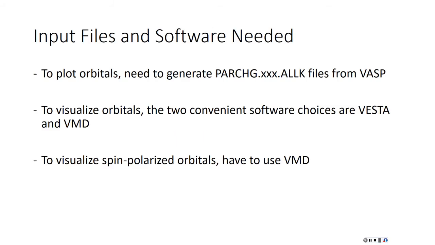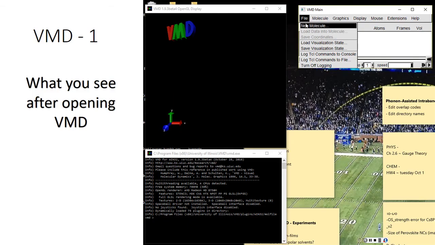So the input files and software that you need to plot orbitals generated from VASP. To get orbitals, you need the par charge files from VASP, which we've seen how to get in the last couple of presentations. Then to visualize orbitals, there are 2 convenient software choices that I find: Vesta and VMD. Vesta I find to be simpler to use, but VMD is more versatile. For the presentation today, I'm going to be using VMD, because to do spin polarized orbitals, you have to use VMD. Vesta doesn't give you that option.